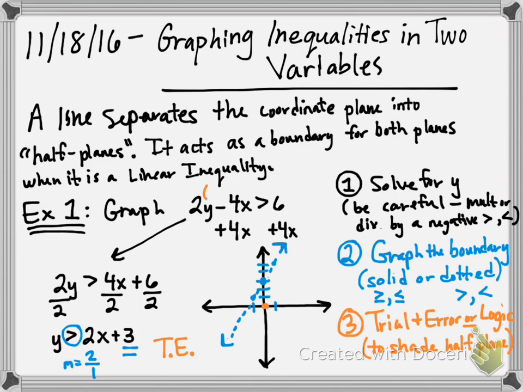Okay, so trial and error. Pick a point on one side, 0, 0. Okay, great. Plug in 0 for both of them. You get 0 is greater than 6. That's false. You should not shade that side. So let's try the other one.